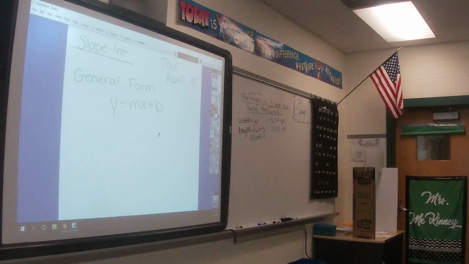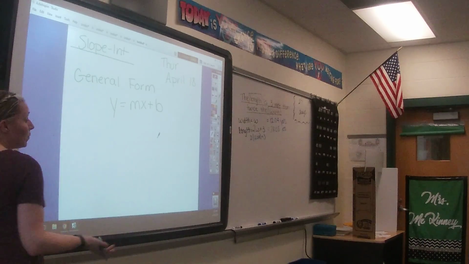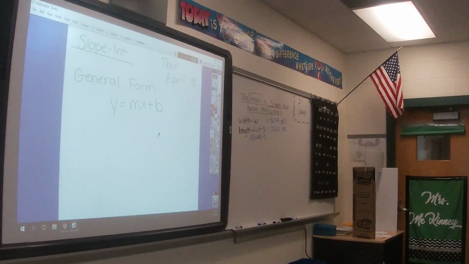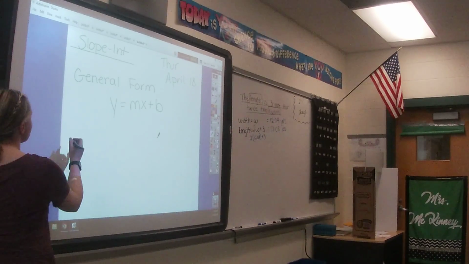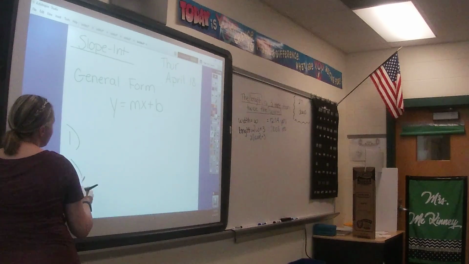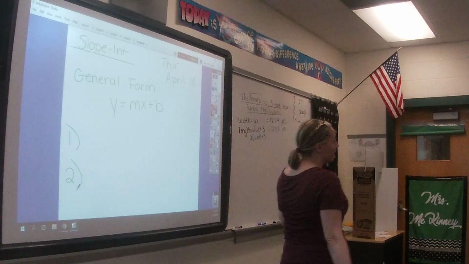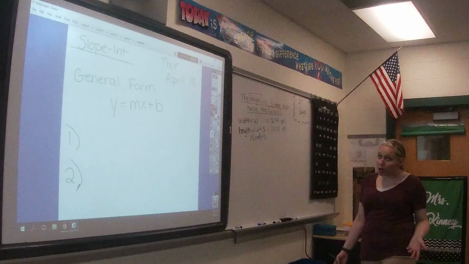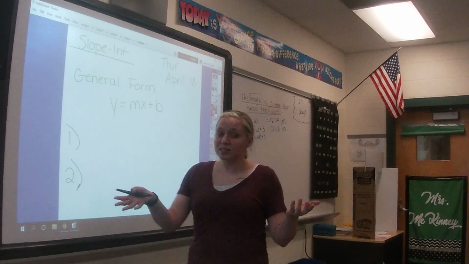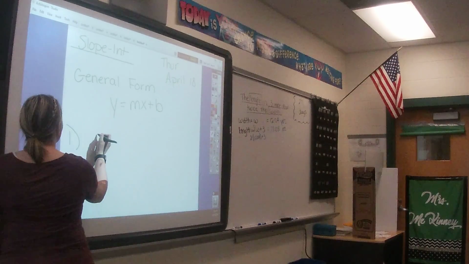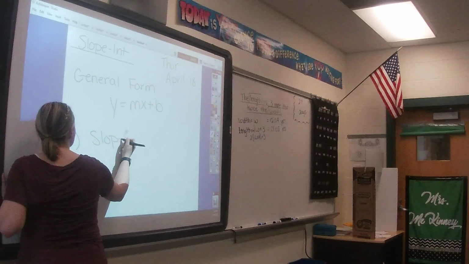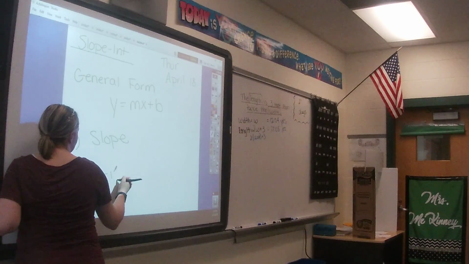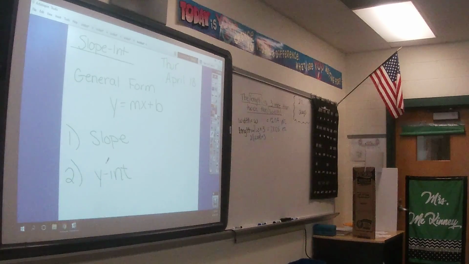Okay, y equals mx plus b. Just like we said yesterday, there are two things we can find in standard form. There are two things we can find in slope-intercept form. Slope-intercept form was not creatively named. So the two things that we can find in slope-intercept form are a slope and an intercept. In this case, it is the y-intercept.